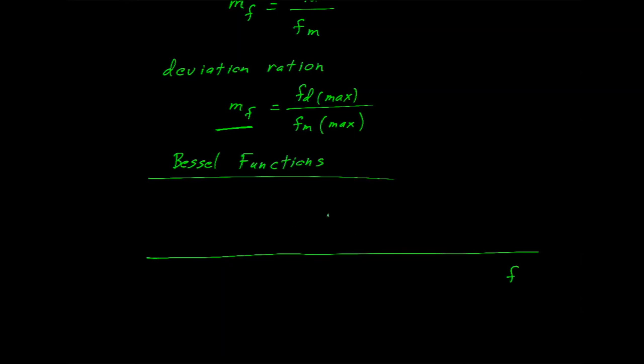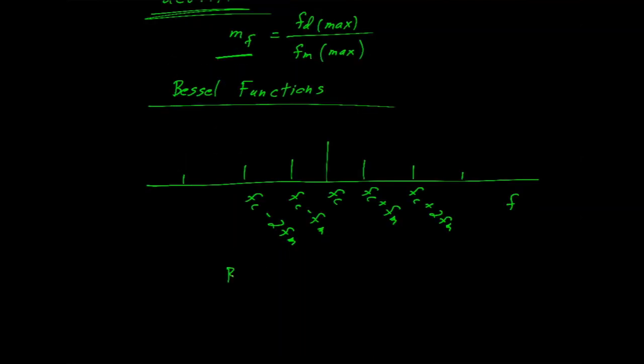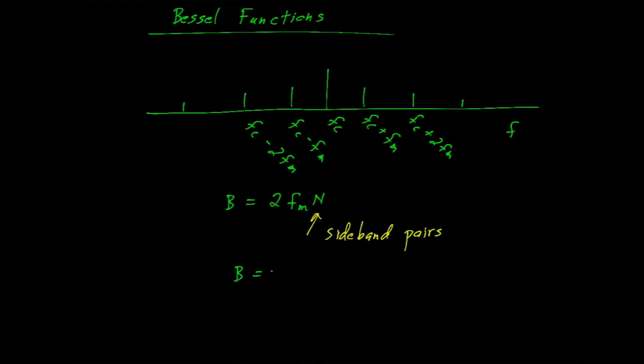For example, in the frequency domain, we might have a carrier, a first sideband pair at FC plus F sub M, and FC minus F sub M. Then there'll be another sideband pair at the frequency of the carrier minus 2 F sub M. And here, the upper one would be the frequency of the carrier plus 2 F sub M. We continue this, capturing all of the sideband pairs, again, determined by the deviation ratio. The bandwidth of that FM transmission is defined as 2 by the modulating frequency by N, where N is the number of significant sideband pairs. The bandwidth can also be calculated using Carson's rule, where bandwidth is 2 by the maximum deviation plus the maximum modulating frequency.